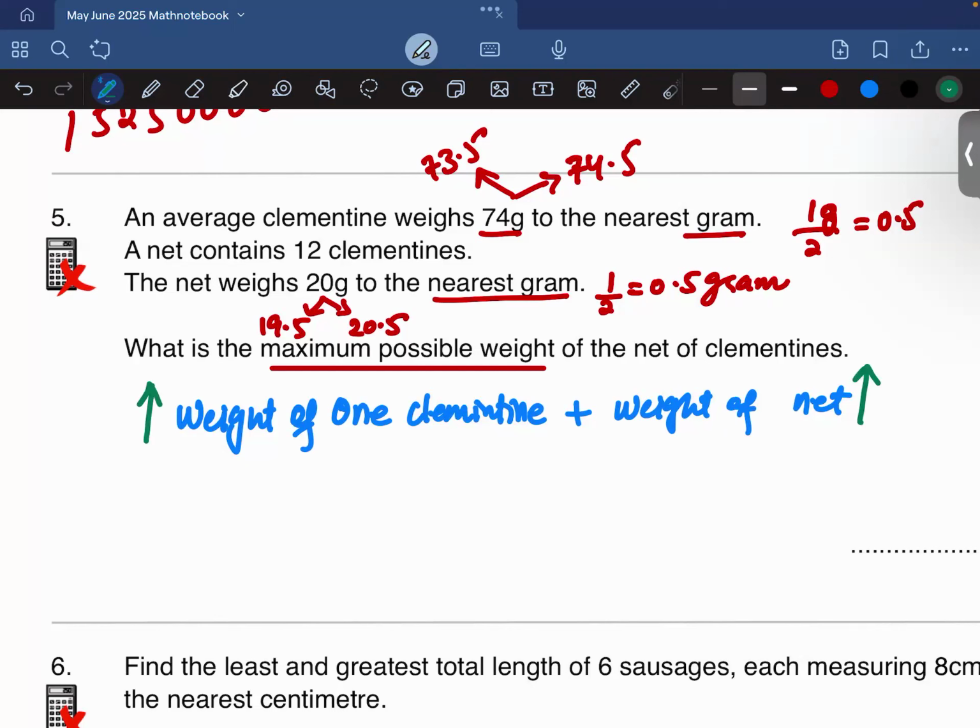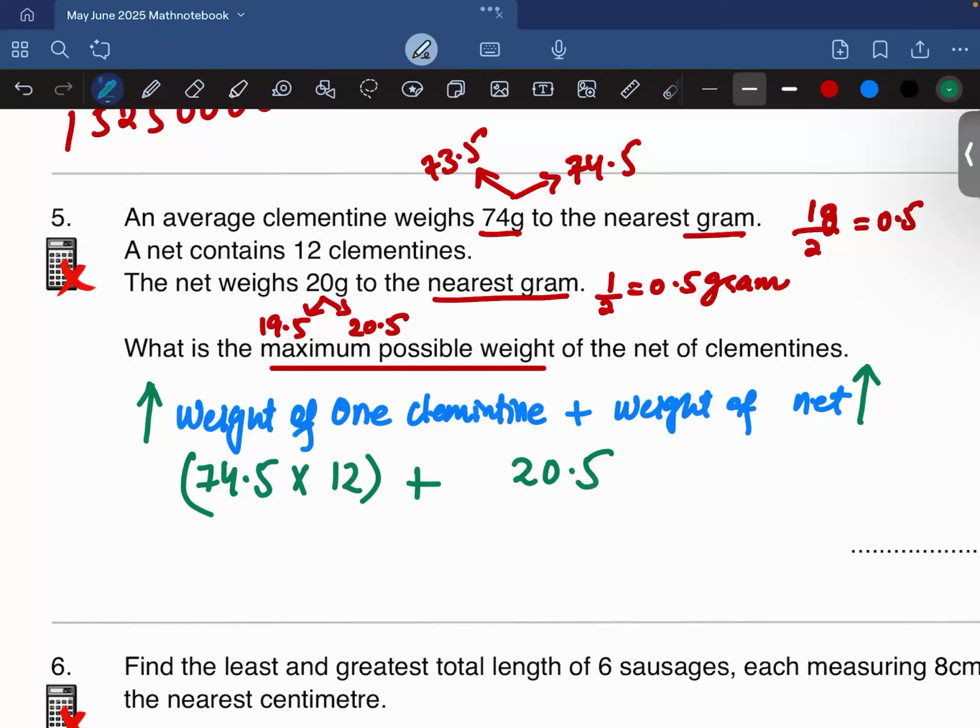Because whenever we have some product, for example, if I have a dozen bananas and I have a bag, the bag also has some sort of weight or mass. The weight of one clementine is technically 74 grams, so I take the upper bound, which is 74.5. So 74.5 times 12. Then add the weight of the net, which is 20 grams, so I should take 20.5.